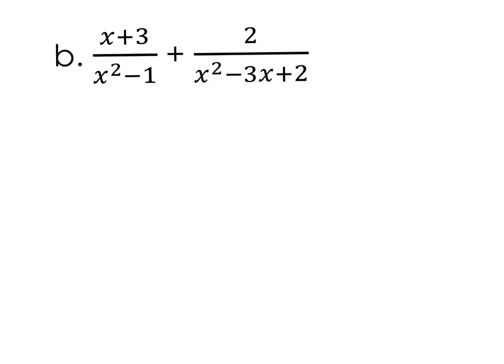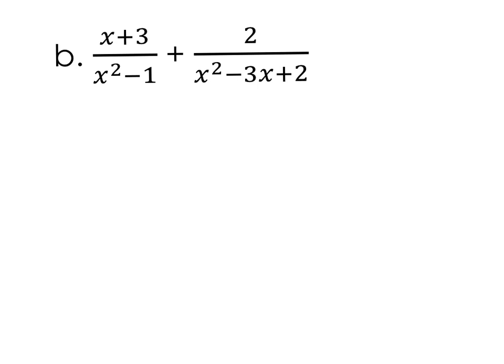And let's try example B. X plus 3 over x squared minus 1 plus 2 over x squared minus 3x plus 2. Taking a look at the denominators, they're currently unlike denominators. And unlike that last question, we have some factoring to do here.